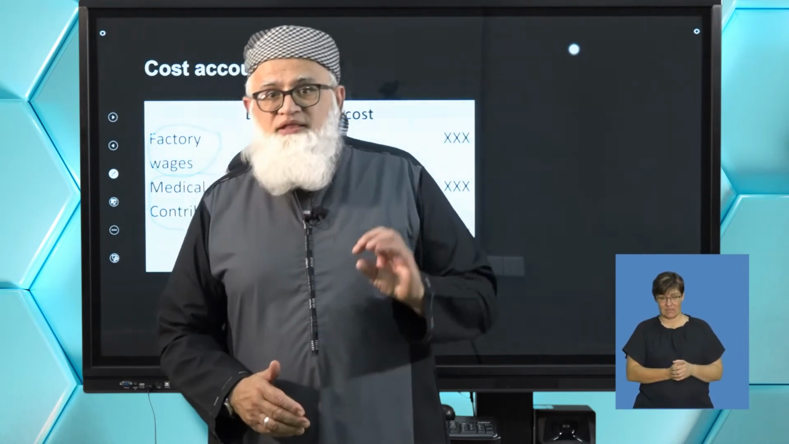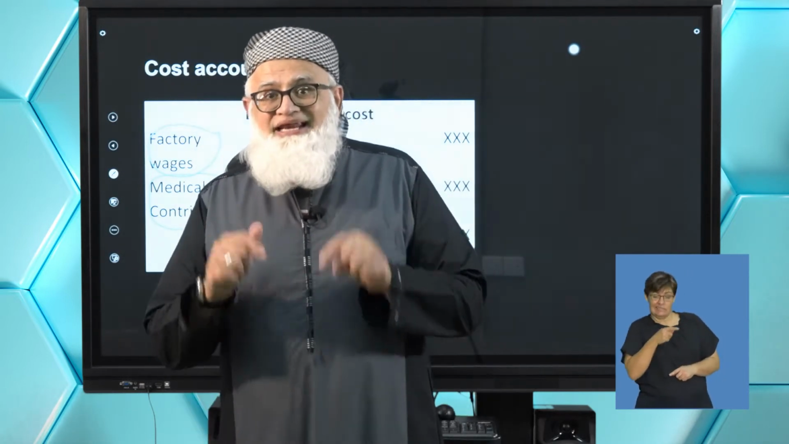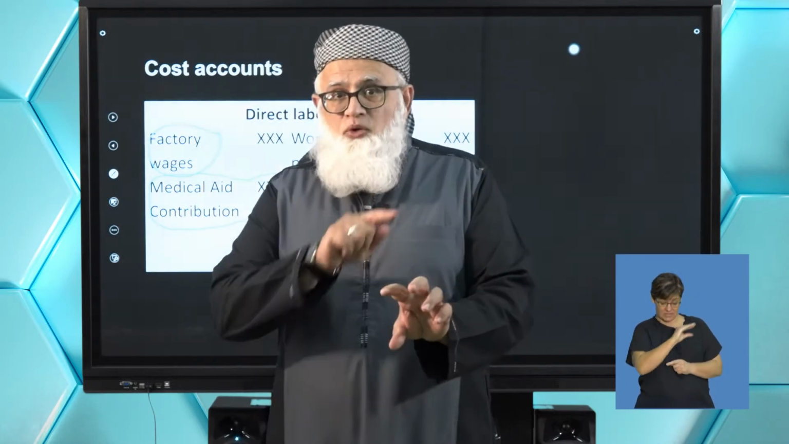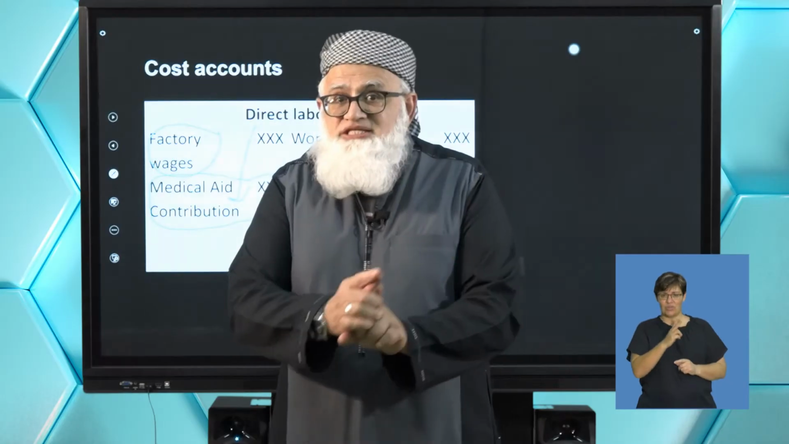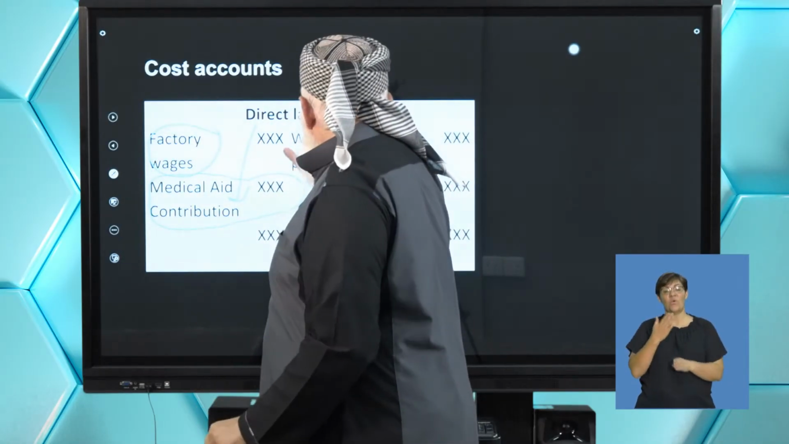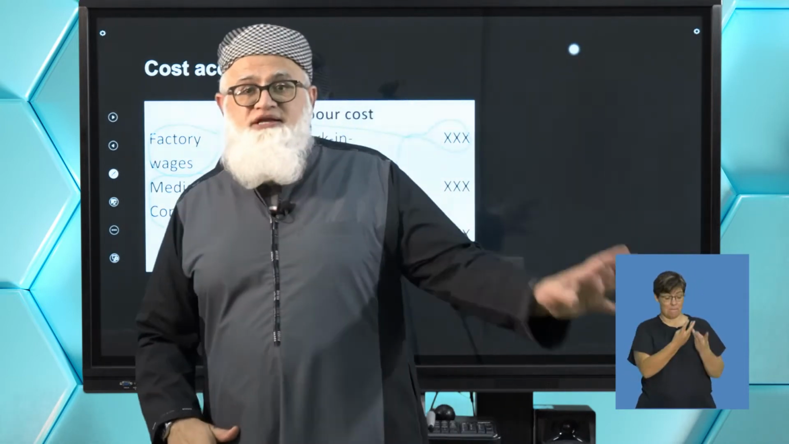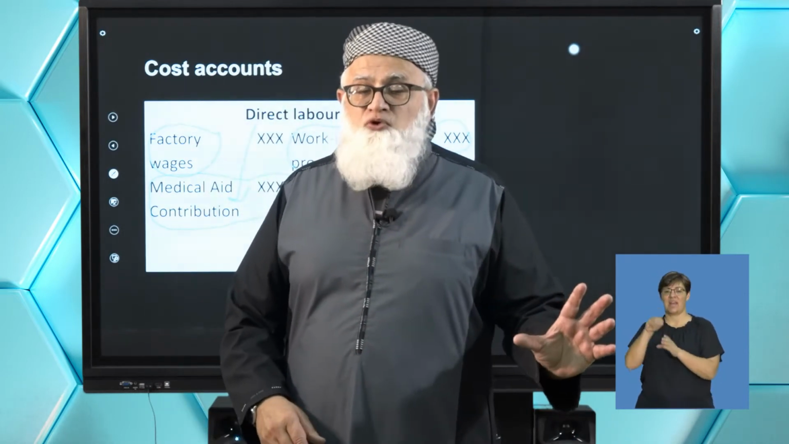So in other words, the employer's contributions on behalf of the employees that are directly involved in the manufacturing process, that cost component will impact directly on my direct labor. Right, so now that you've got your direct labor, what happens to direct labor? Direct labor now will be transferred to your work in process. There we go. So you've taken your materials and your direct labor into your work in process account.